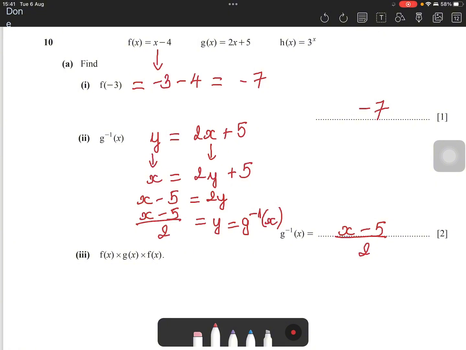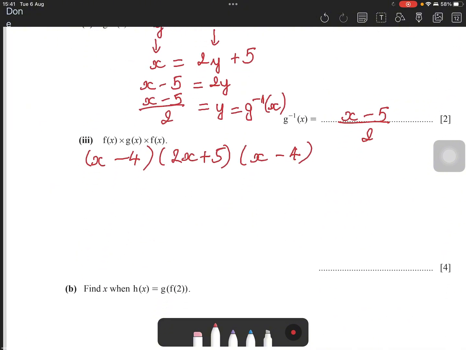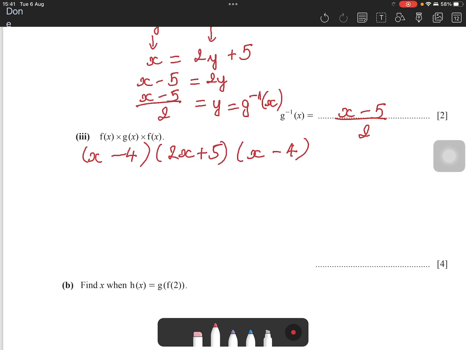Number 3. f of x means x minus 4, multiplied by g of x means 2x plus 5, then multiplied by f of x means x minus 4 again. In this case, you can multiply x by 2x, it is 2x squared. x multiplied by 5 is 5x. Negative 4 times 2x is negative 8x. Negative 4 times 5 is negative 20.